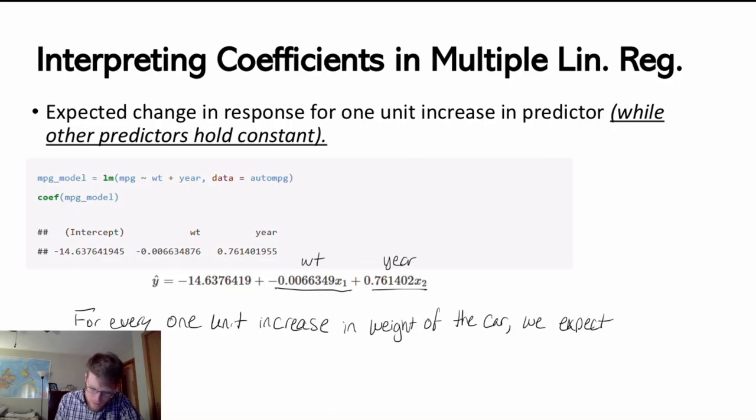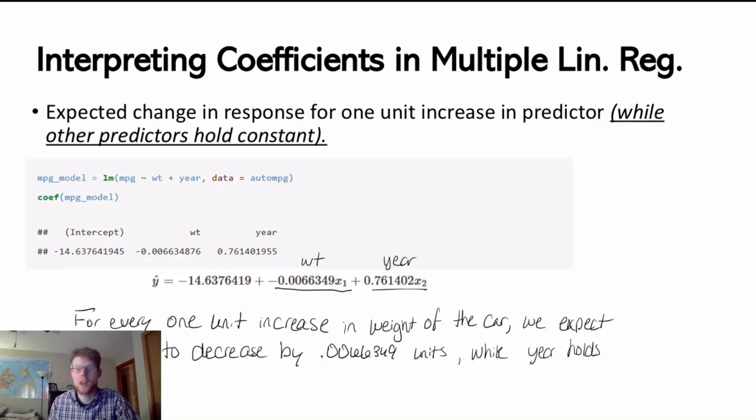we expect the MPG to, it looks like, decrease, since it has a negative coefficient, by 0.0066349 units, while year holds constant. Or you could also say when comparing 2 vehicles of the same year, if you want to, that's a wordier version there. I usually just say while the other predictors hold constant. Okay.